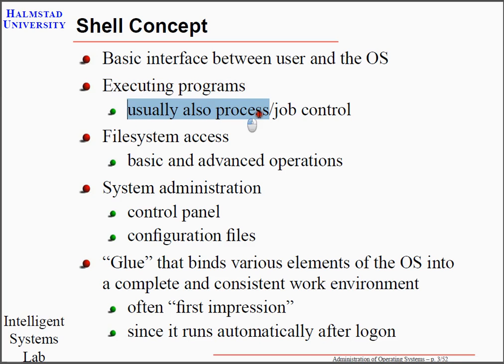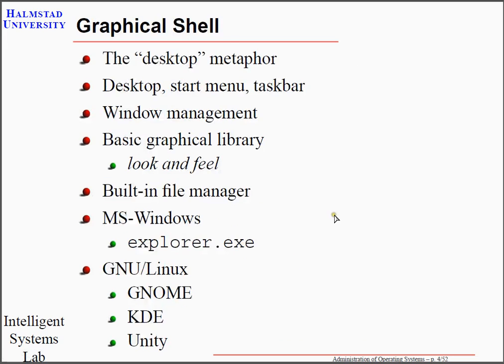And usually you also have some way of process or job control, so it's not just executing programs, but also being able to kill them or suspend them or doing things like that. But that's the main task of shell. As long as shell can do this, it's reasonably functional. In practice, you typically include other things in shell, things like file system access or different kinds of system administration, but those are more additional features.